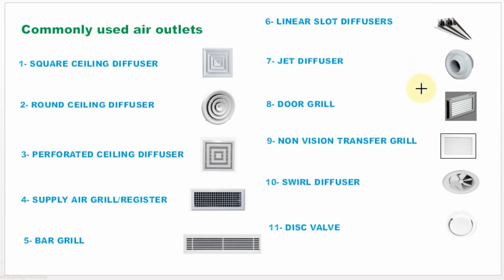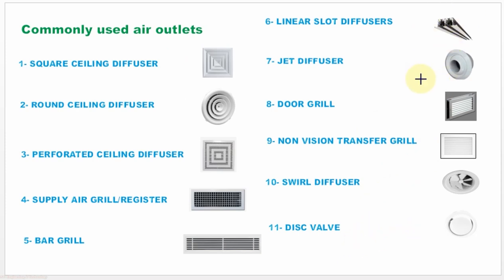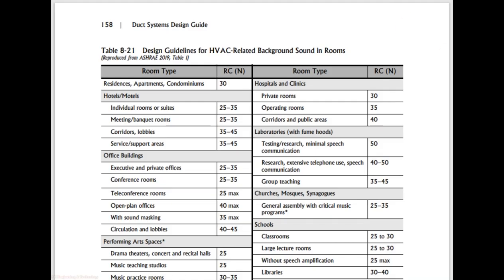In this video I will explain how to select grills and diffusers. We use different types of air outlets in air conditioning, like square ceiling diffuser, round ceiling diffuser, perforated diffuser, supply air grill and resistor, bar grill, linear slot diffuser, jet diffuser, door grill, non-vision transfer grill, swivel diffuser, disc valve, etc. Now we will study how to select them one by one. At the end of the video we will discuss the recommended sound levels and neck velocity for grills and diffusers.